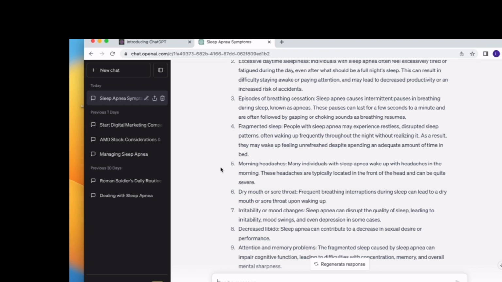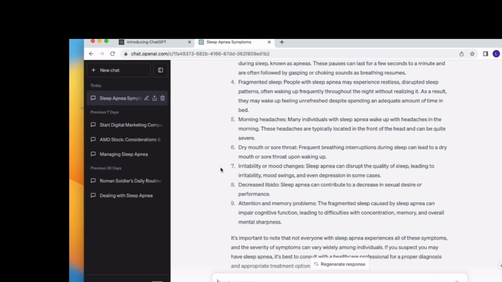Okay, so number 5 says morning headaches. Many individuals with sleep apnea wake up with headaches in the morning. These headaches are typically located in front of the head and can be quite severe. Now, you know, if you go to sleep feeling okay, and then you wake up in the middle of the night or in the morning with a severe headache, it could be sleep apnea.